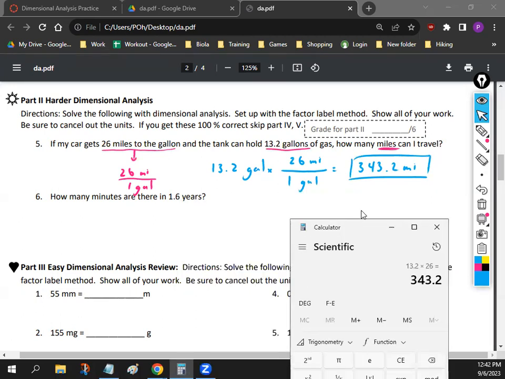Just to let you guys know, I'm looking at the test right now on the other screen, and it's going to be harder than this one. There are no one-step conversion problems.